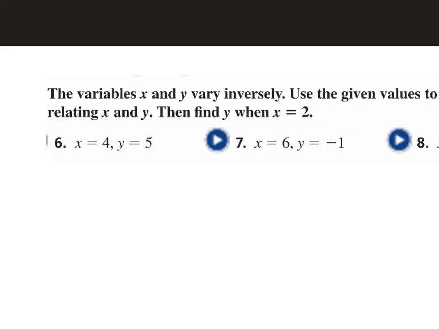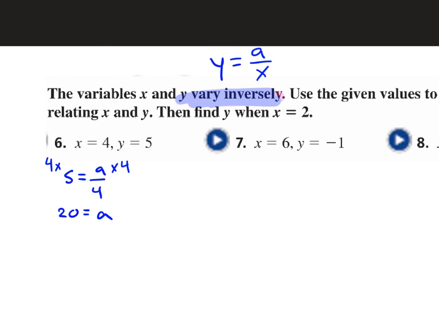All right. So again, it tells us that they vary inversely. So what is our formula for inverse variation? Y is equal to what? A over x. So we're going to take the x and y that it gives us, plug it in so we can find a. So we have 5 is equal to a over x, which is 4. How do we solve for a? Multiply the 4 on both sides. So we have 20 is equal to a. Now we just need to plug that into our equation. So we have y is equal to 20 divided by x. That's step 1. That's our equation.